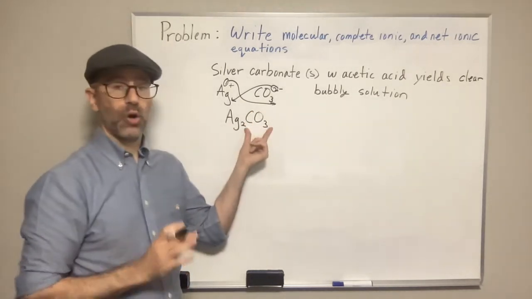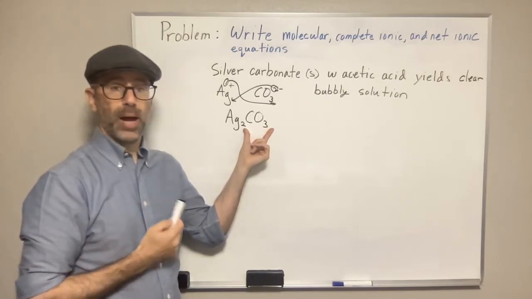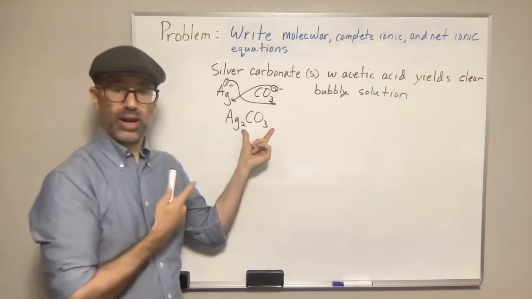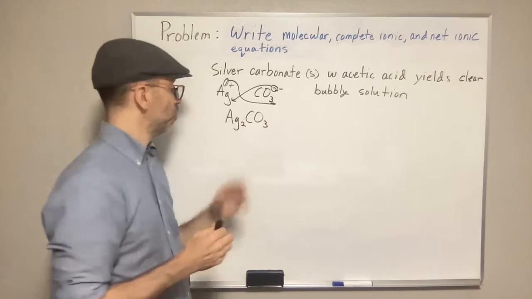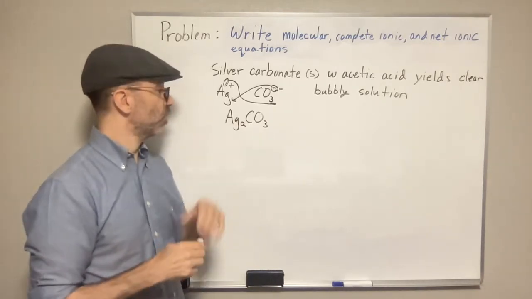You'll notice I don't have any parentheses here. You only use parentheses for polyatomic ions when you have more than one. We only have one polyatomic ion here, so we're good. So this is our formula for the first substance, silver carbonate.